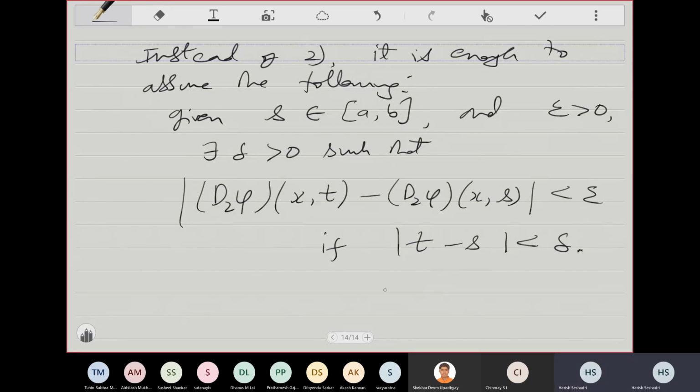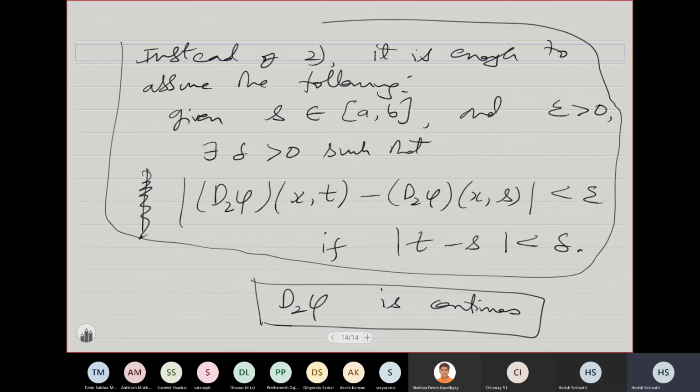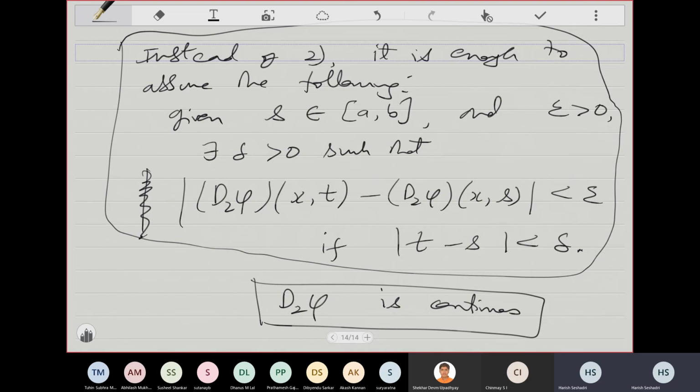Okay, so now my question is, look at this expression here, whatever we have here. How is this different from saying that D2 phi is continuous? So this is one condition, and this entire thing is another condition. So I claim that this bigger box is actually a weaker condition than the smaller box.